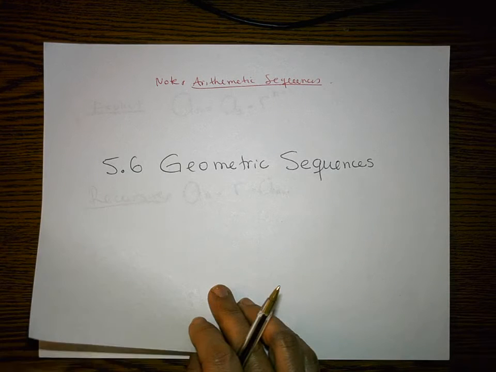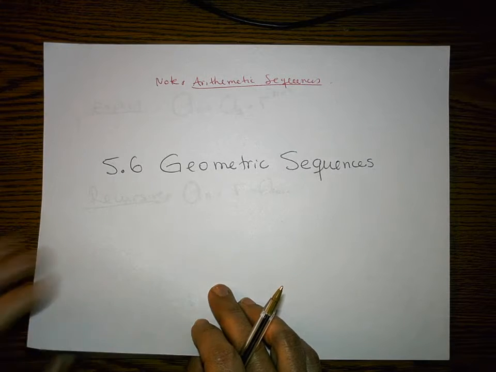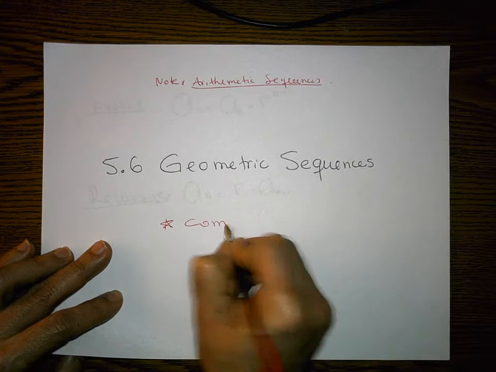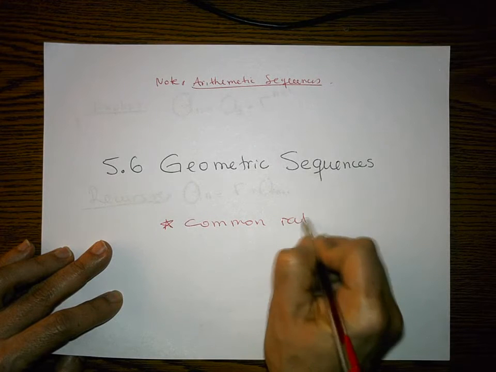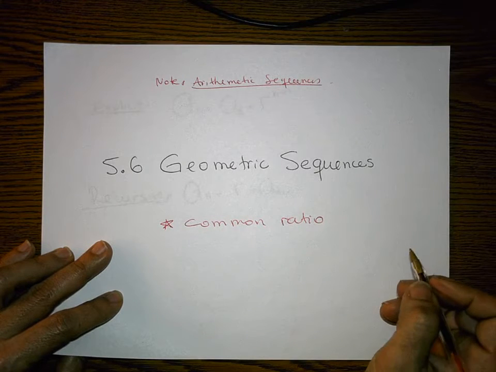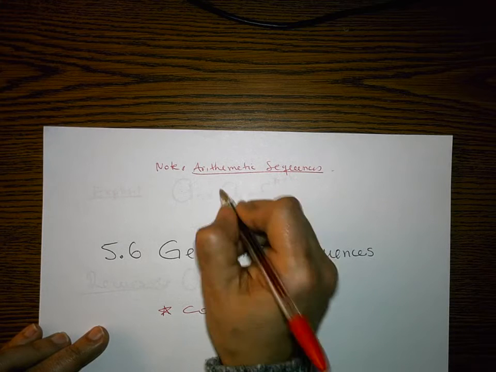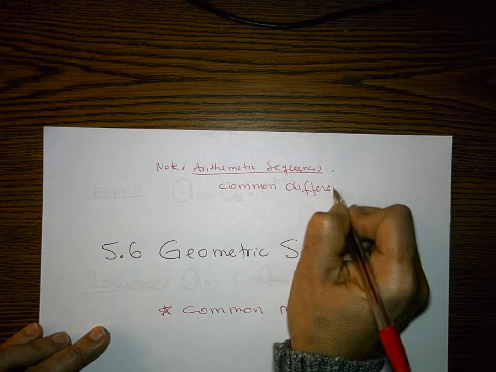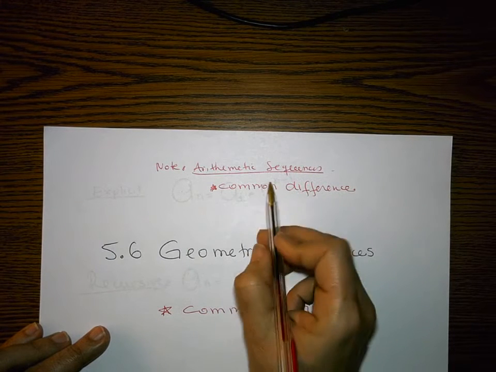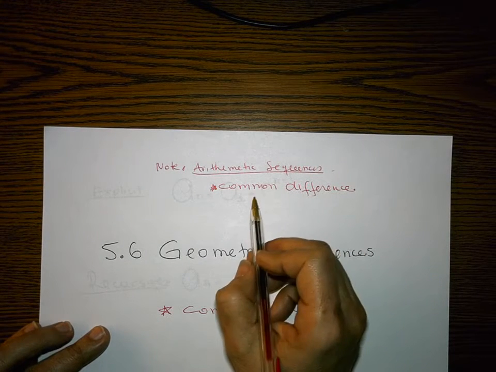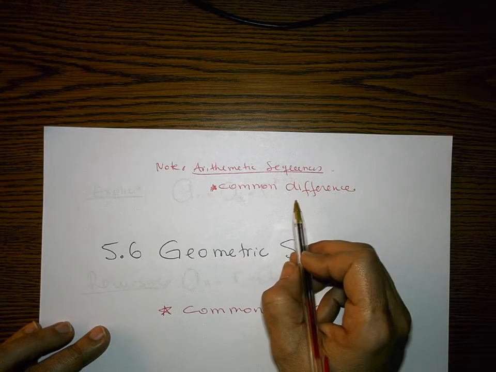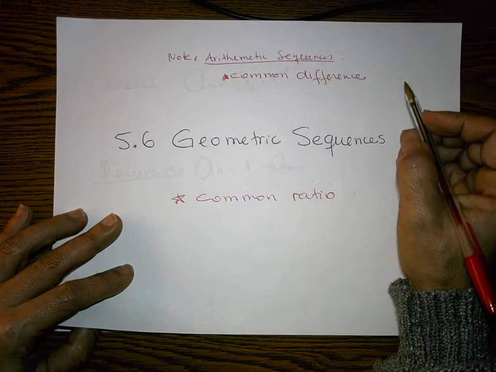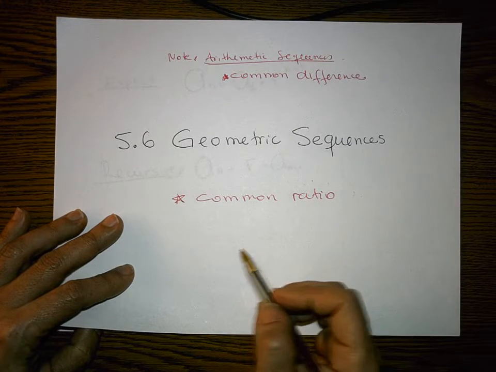This is geometric. There's one specific thing about a geometric sequence. It has a common ratio, not a common difference. A common difference is for the arithmetic sequence up here. In an arithmetic sequence, one term in the sequence to the other has a common difference between them. And in a geometric sequence, there's a common ratio.